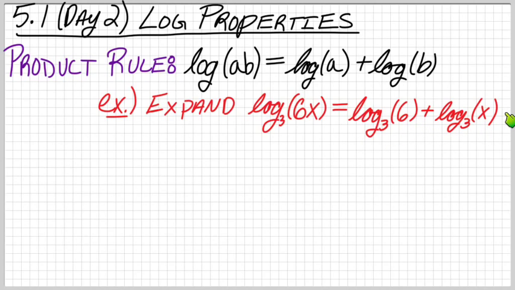And we also could have gone backwards. If we started here and we wanted to write it as a single log, write it as one big logarithm and then 6x on the inside. So we can go either way with the product rule.